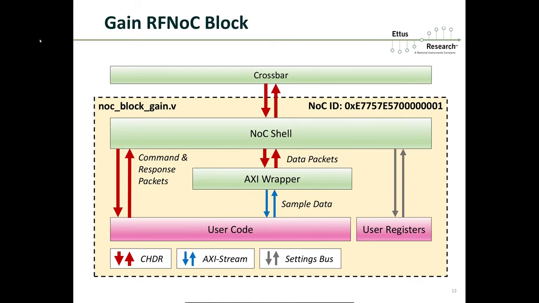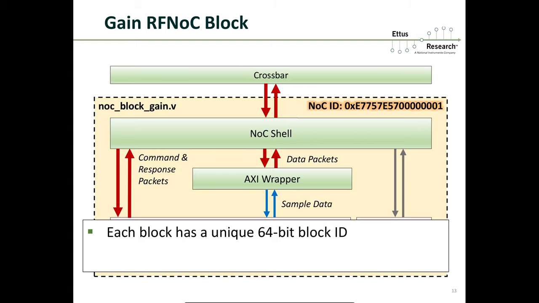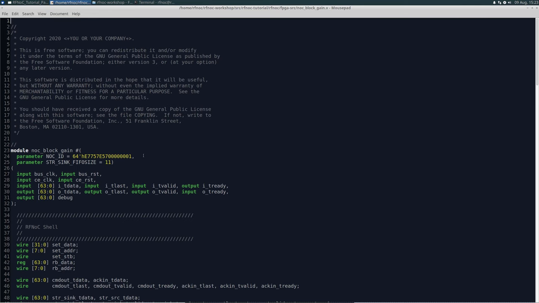This is a high-level overview of our gain block's FPGA implementation. In the upper right, you can see the value that we entered when creating our block with RFNoC mod tool. Each block has a unique 64-bit ID called a NOC ID. The IDs are used by software to differentiate blocks from each other. If we go back to our code, we can see right here that the NOC ID is an input parameter to the block, and it matches the value that we put into RFNoC mod tool.